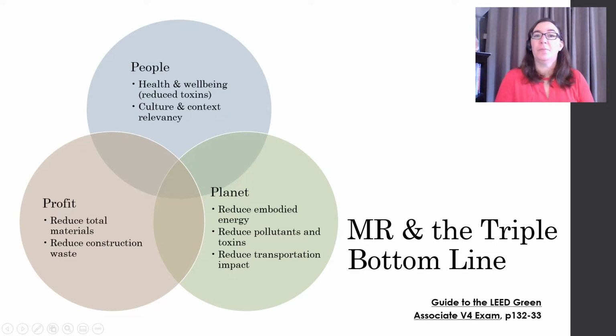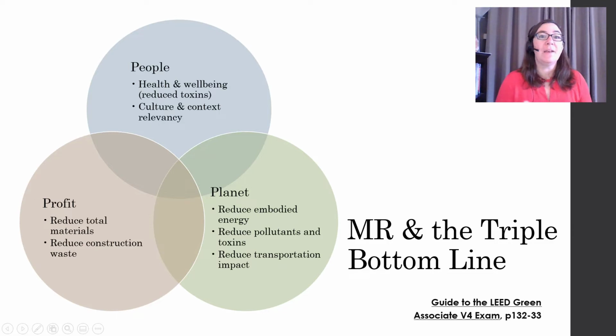Let's also connect the use of materials and resources to the triple bottom line. It turns out there are a number of benefits and synergies that you can achieve with the correct or informed selection of materials. Starting with people, you can select materials to reduce toxins in the people's environment, therefore increasing their health and well-being. And this is an interesting one, and it has to do with the selection of local materials. By doing so, you can increase the cultural and contextual relevancy of their surroundings.